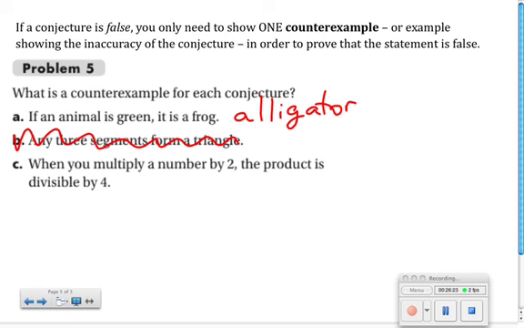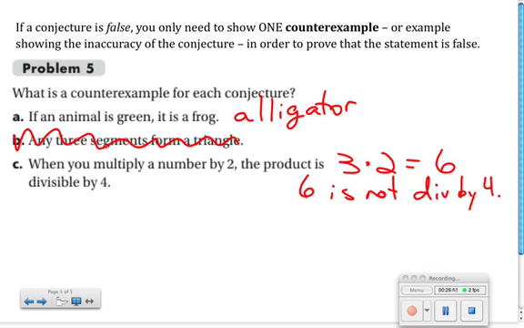In part C, can someone give me a counterexample for the statement, when you multiply a number by 2, the product is divisible by 4? Something that demonstrates that this is false. A counterexample. When you multiply 3 times 2, you get 6, and 6 is not divisible by 4. That would be a perfectly fine counterexample. I don't like B just because it involves stuff that we really haven't gotten deep enough into.